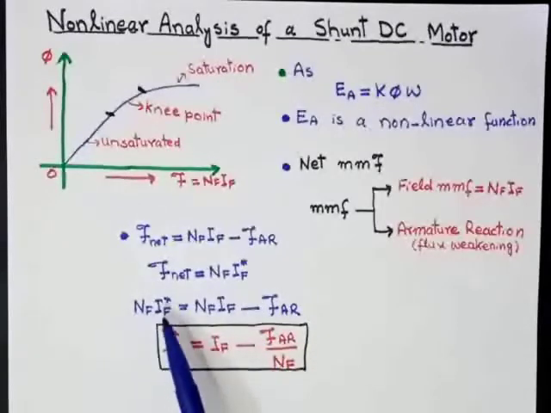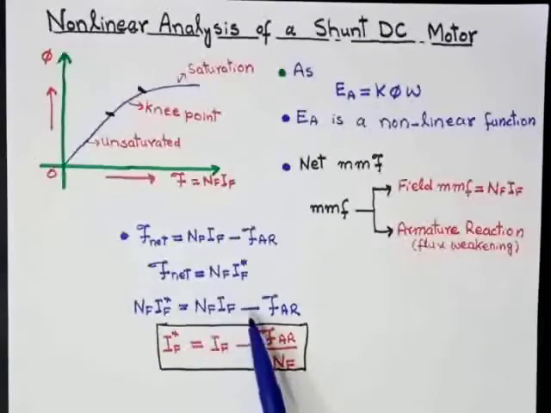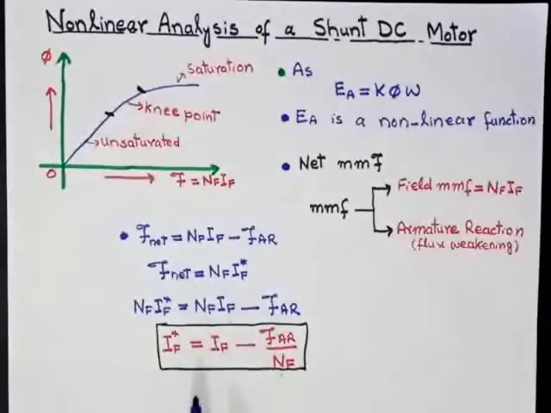Here NF and IF static are multiplying, so NF can be divided to the right hand side of this equation. Therefore, IF static will be equal to IF minus the armature reaction magnetomotive force divided by NF, that is, the field winding number of turns. Now the question is, what is the importance of IF static? Let me tell you.